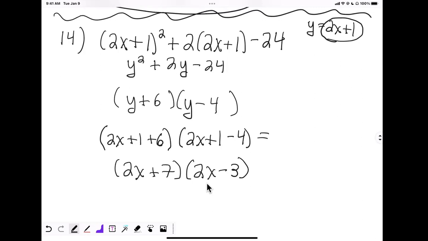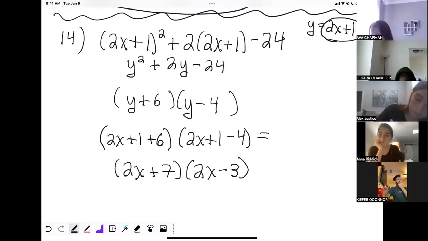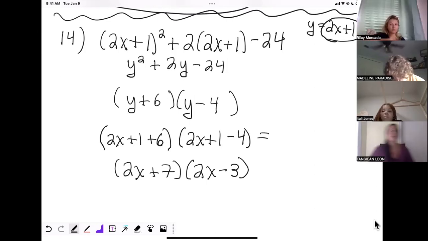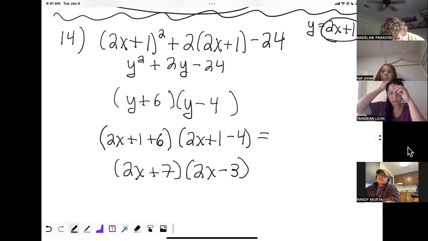Any other questions? We're all good so far? Okay, that's the end of factoring. I did all I could possibly do over and above, so I'm hoping that works. Let's go to 5.8.